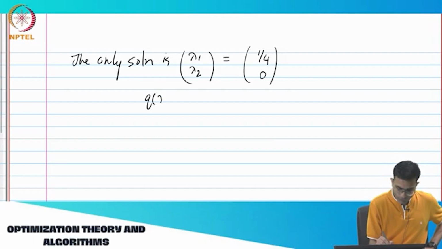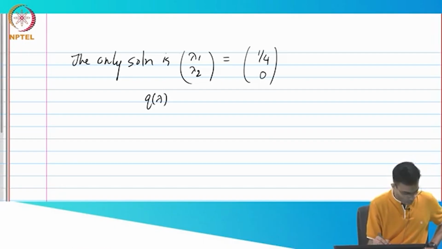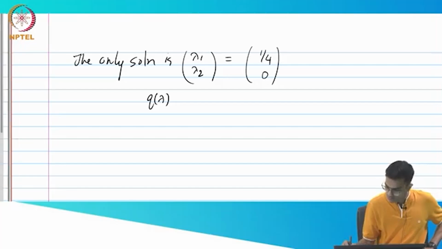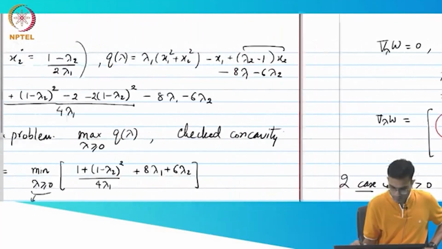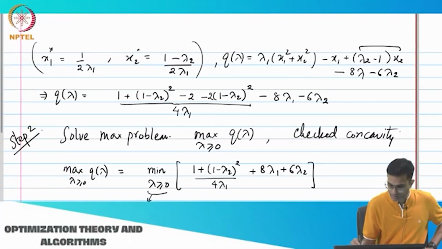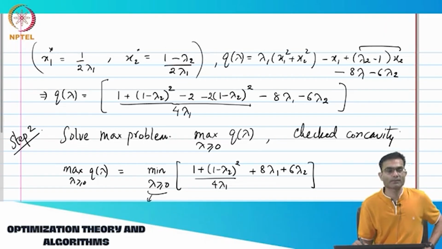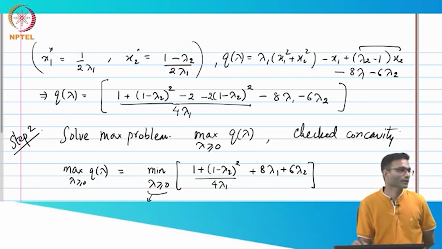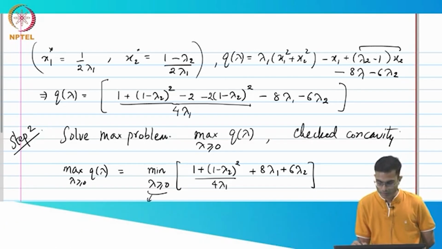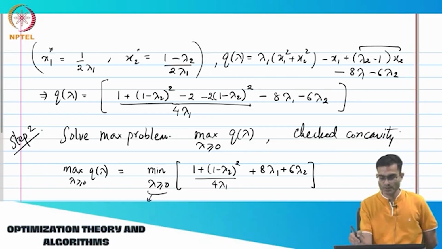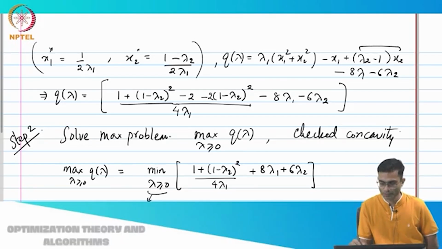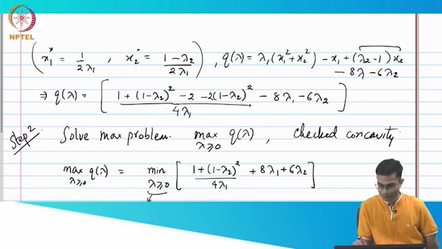So now Q of lambda. What is Q of lambda? Let's look back at this. Where is our Q of lambda gone? This expression over here, this big expression. So in this I am going to substitute lambda 1 equal to 1 by 4, lambda 2 equal to 0. You can do it just mentally, because lambda 2 being 0 and lambda 1 being 1 by 4, what is the optimum value that you get? 4.